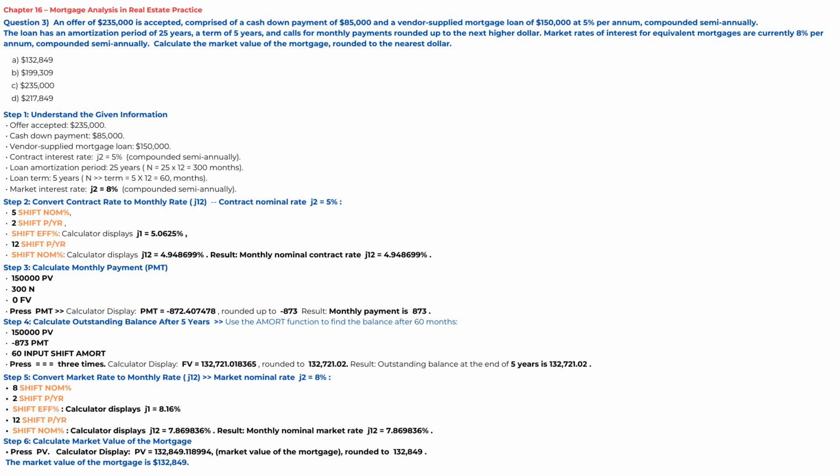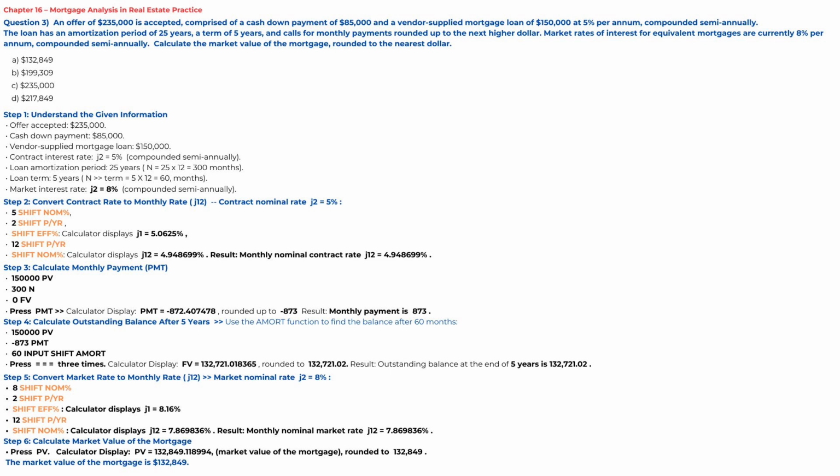150,000 PV, 873 plus/minus sign, and then press PMT. 60, input, shift, amort. Then press equal sign 3 times. Calculator displays 132,721.18365, rounded to 132,721.02. Result: the outstanding balance at the end of 5 years is 132,721.02.